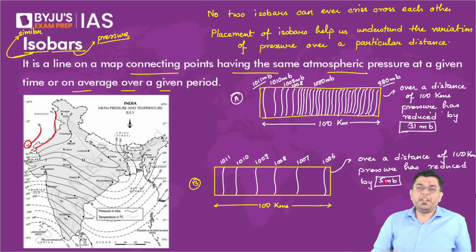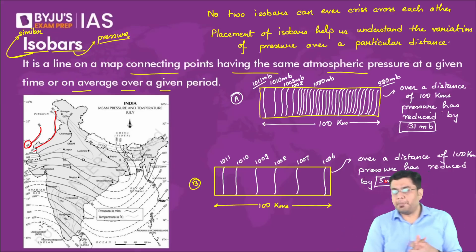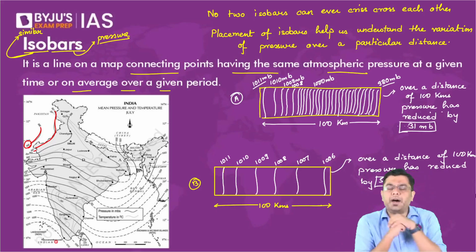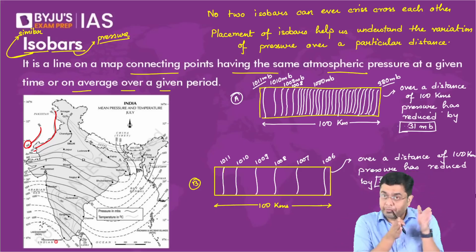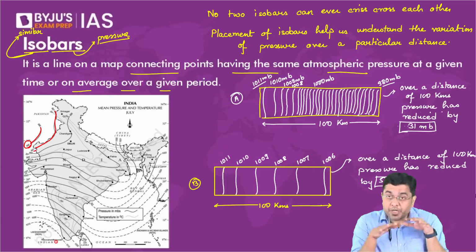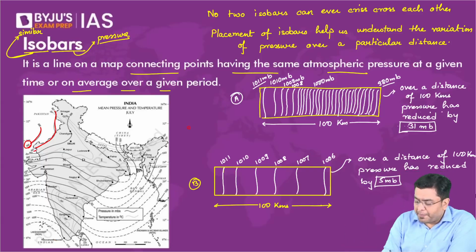So over the same distance in both these cases, the pressure changes in a different manner, and that can be depicted by the placement of the isobars. We can conclude that if the isobars are placed very close to each other, the pressure is changing very rapidly. If the isobars are far away from each other, the pressure is changing very gradually. This is what the placement of isobars depicts about the variation in pressure.